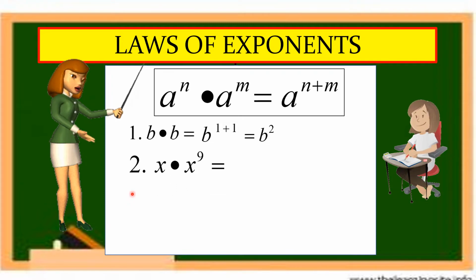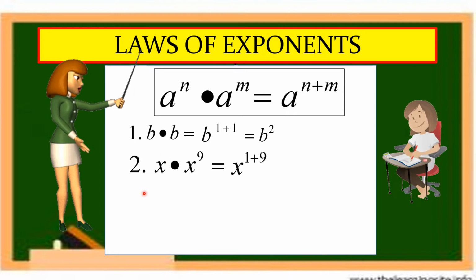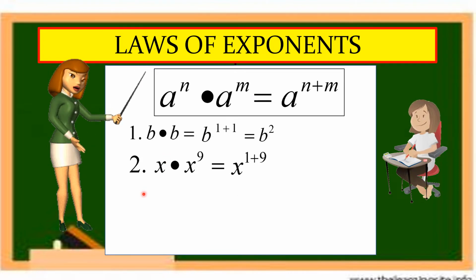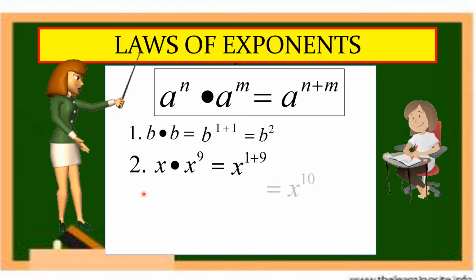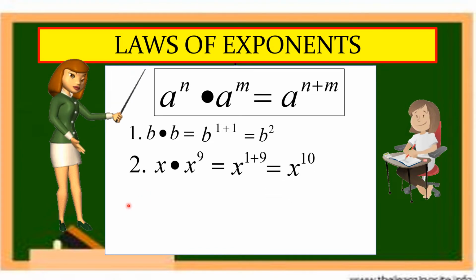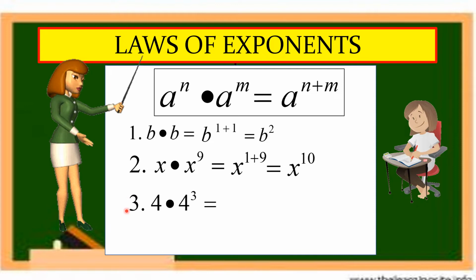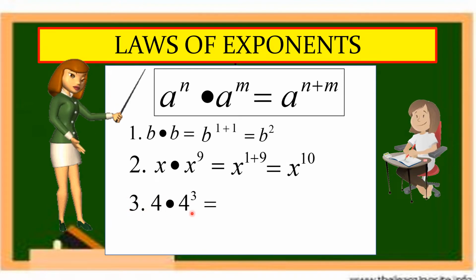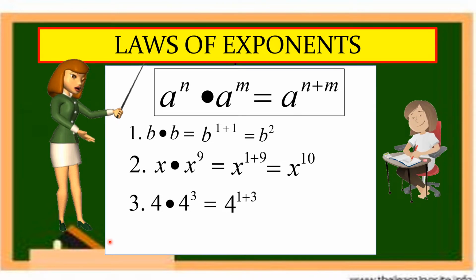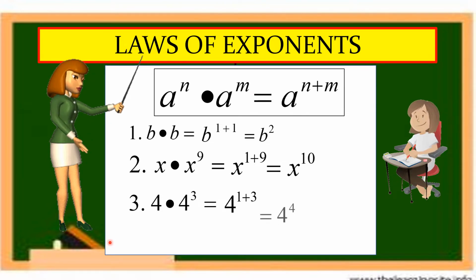We are in problem number 2. X times x raised to the 9. X has an exponent of 1, so that is x raised to 1 plus 9. 1 plus 9 is 10, that is x raised to the 10th power. We are in problem number 3. 4 times 4 cubed. 4 has an exponent of 1. That is 4 raised to 1 plus 3. 1 plus 3 is 4.